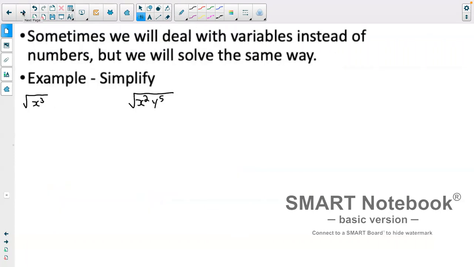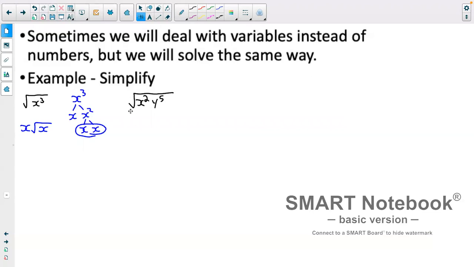Now, sometimes we'll deal with variables instead of numbers, but essentially we deal with it the same way. So for example, simplify x cubed. We can still factor tree that. So that's the same as x times x squared. X squared is the same as x times x. So I have a pair of x's, so an x will move to the front, and then I have an x that stays inside.